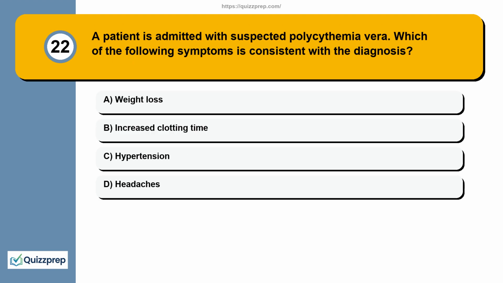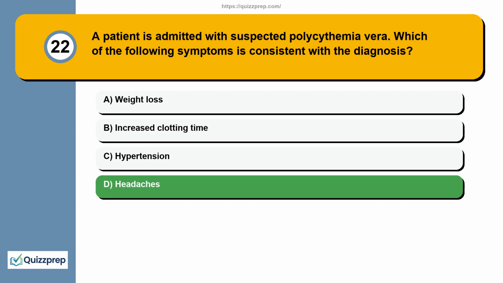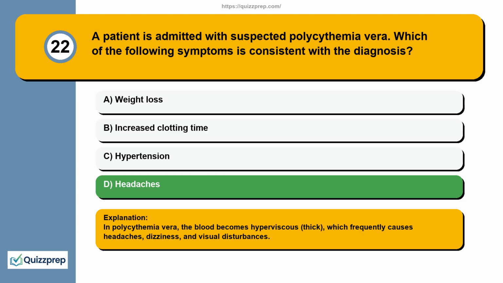Question 22. A patient is admitted with suspected polycythemia vera. Which of the following symptoms is consistent with the diagnosis? Weight loss, increased clotting time, hypertension, headaches. In polycythemia vera, the blood becomes hyperviscous, thick, which frequently causes headaches, dizziness, and visual disturbances.